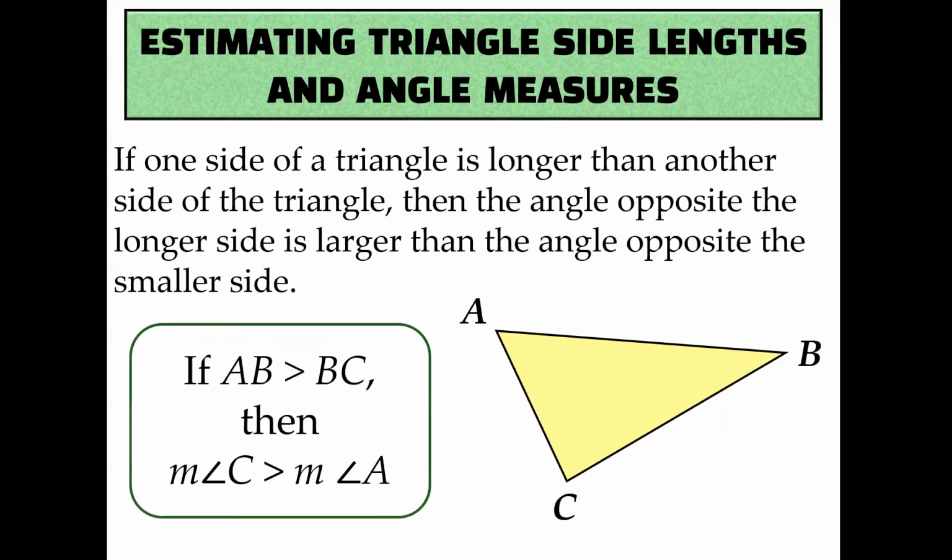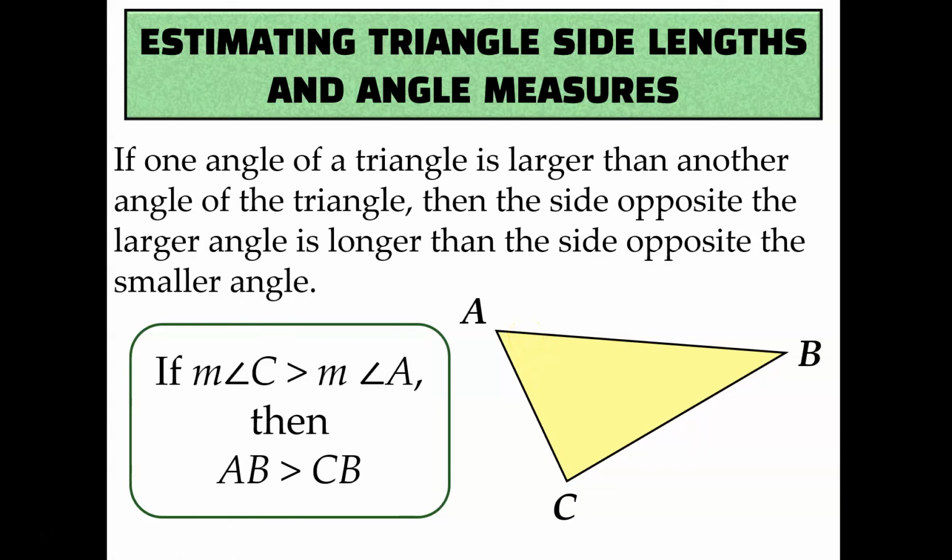We can expand this idea to describe relationships amongst the angles and the side lengths in a triangle. Knowing that one side is larger than another side, or longer than another side, allows you to conclude that the angle across from that side is larger or greater than the angle across from the shorter side. And vice versa, if you know one angle is larger than another, then you can assume that the side across from the larger angle must be bigger than the side that is across from the smaller angle.